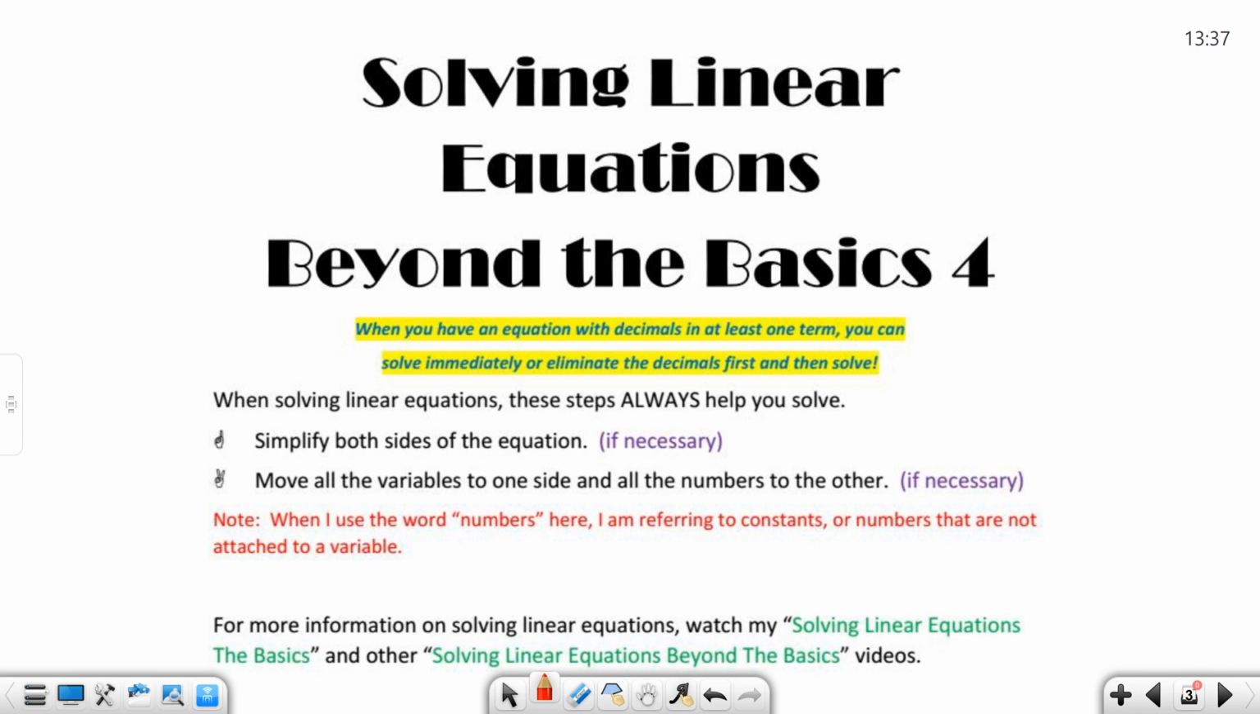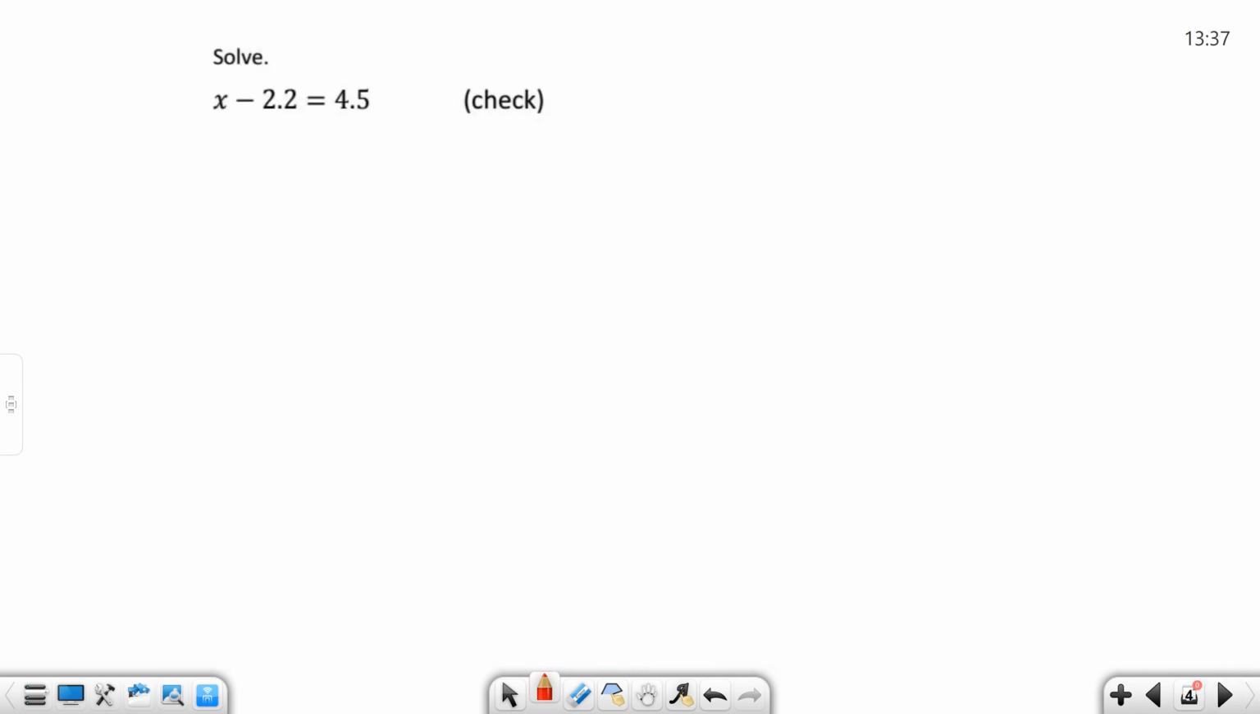So it's more of a preference there than anything else. I don't want to say that one way is better than another way or whatnot. But you want to simplify both sides, move everything to one side, variables to one side, numbers to the other. Again, numbers not associated with a variable. And for more help with solving linear equations, the basics are in the other Beyond the Basics videos. All right. So here, x minus 2.2 equals 4.5.